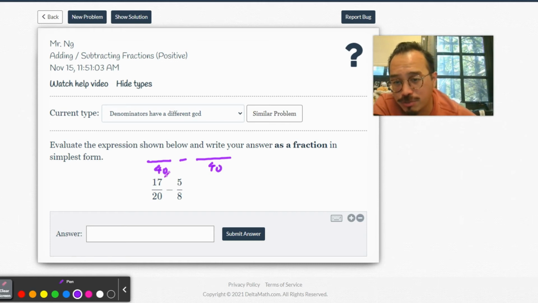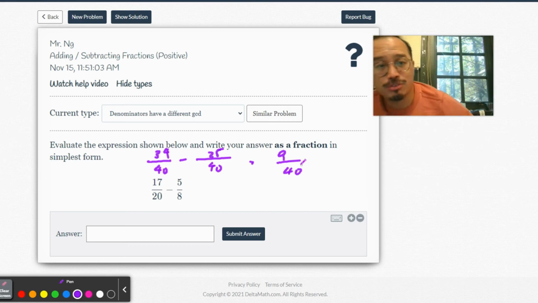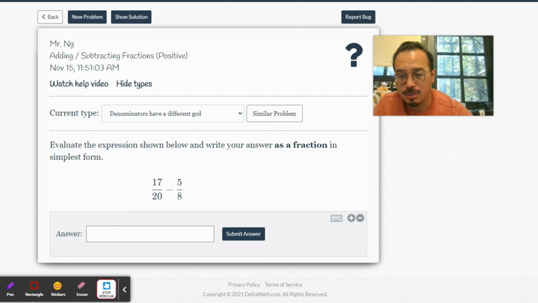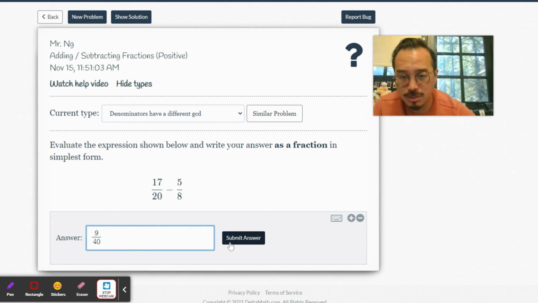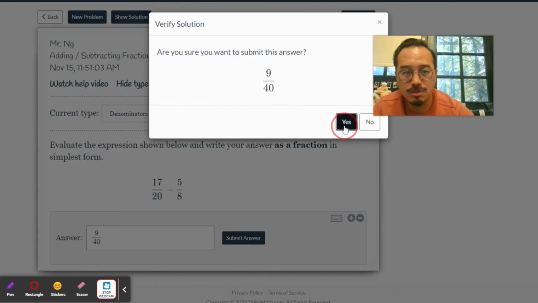Now let's rewrite that. 20 times 2 is 40, so 2 times 17 is 34. 8 times 5 is 40, so 5 times 5 is 25. And then 34 minus 25 is 9, so 9 over 40. All right, now you still gotta look at it to see if there's anything to simplify. There just isn't. All right, so let me put the answer in. 9 over 40. All right, submit an answer.